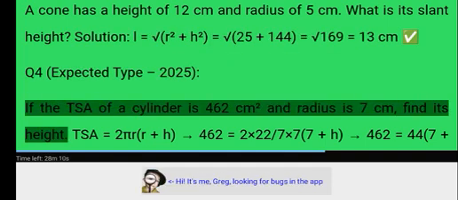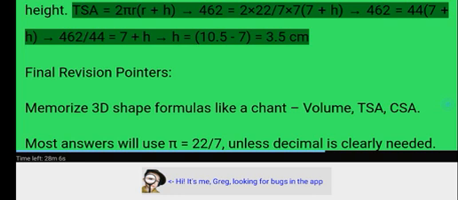Q4, expected type 2025. If the TSA of a cylinder is 462 square centimeters and radius is 7 cm, find its height. TSA equals 2 pi R(R plus H), so 462 equals 2 times 22/7 times 7 times (7 plus H), so 462 equals 44(7 plus H), so 462/44 equals 7 plus H, so H equals 10.5 minus 7 equals 3.5 centimeters.